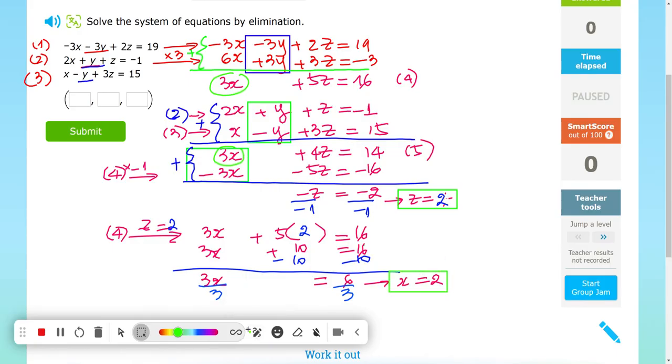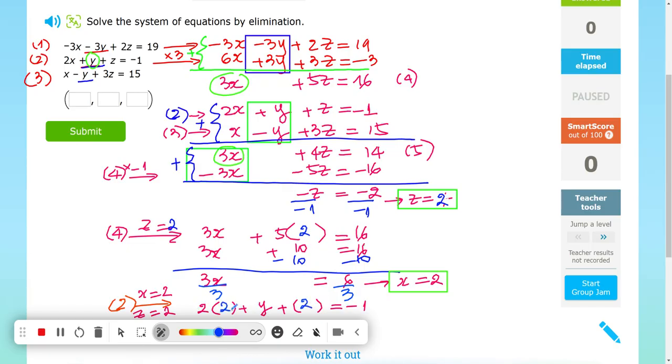Now the last thing we need to find is y. If you notice, in equation number 2 there is only one y, so that's perfect to substitute to find y. So I take equation number 2 and substitute x equals 2 and z also equals 2. Let's do that. Over here I have 2x plus y plus z equals negative 1. So substitute x equals 2, z also equals 2.